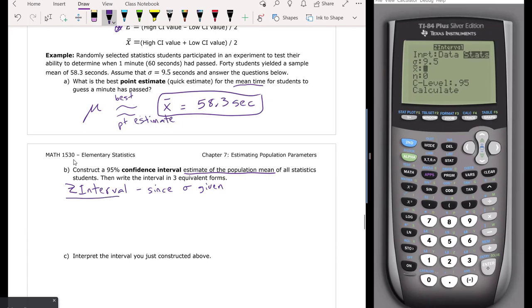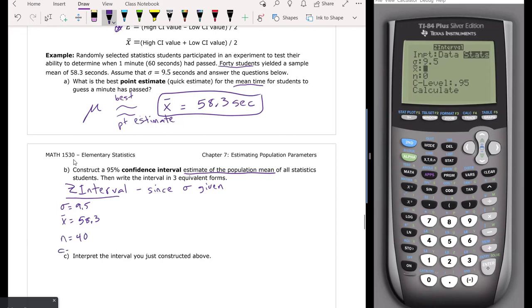So we're going to put in sigma of 9.5. We're going to put in x bar. They gave us a sample mean of 58.3 seconds. And then what else do they give us? n. It says 40 students. There's 40 students in the trial. So we're going to put 40 as our n.